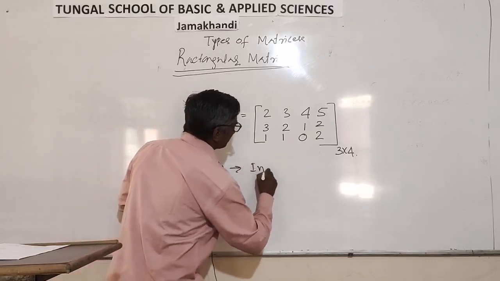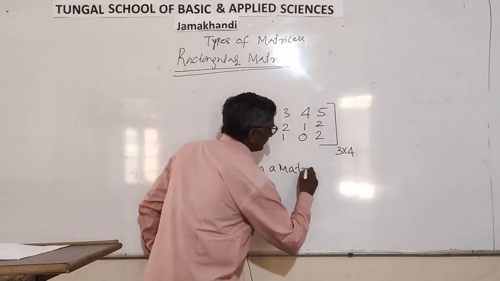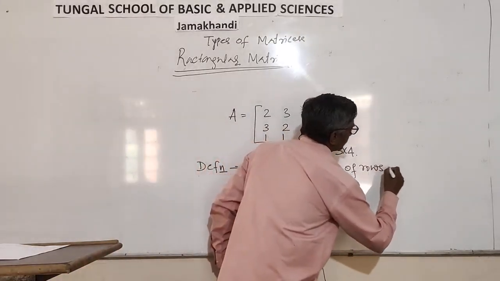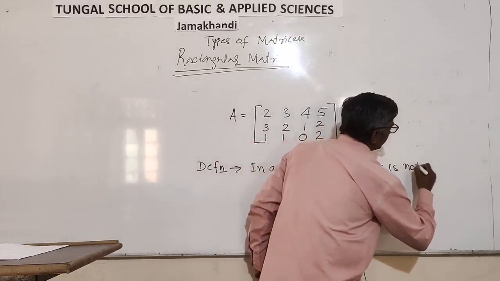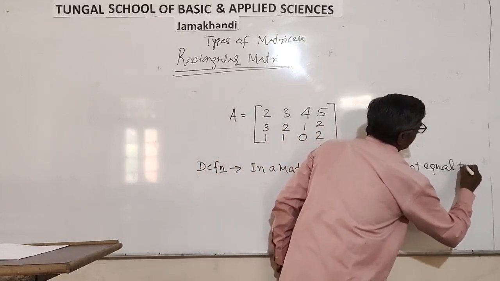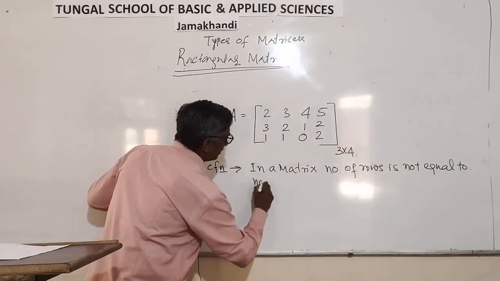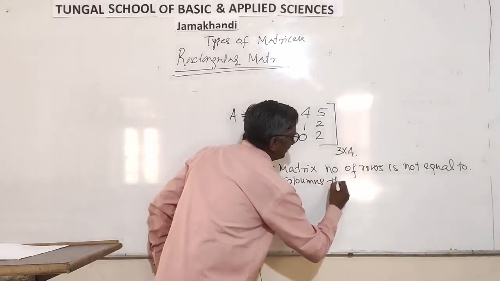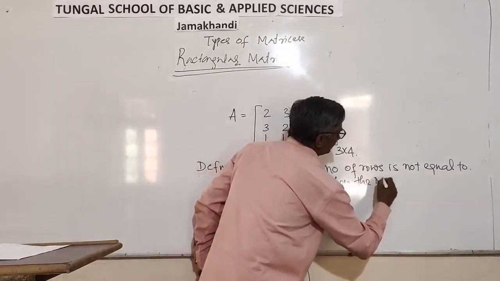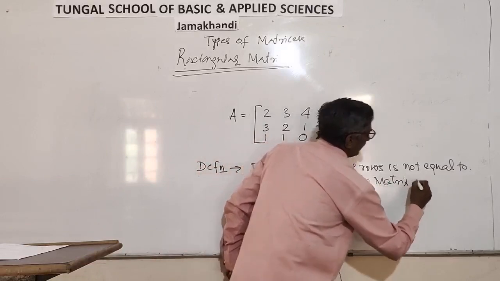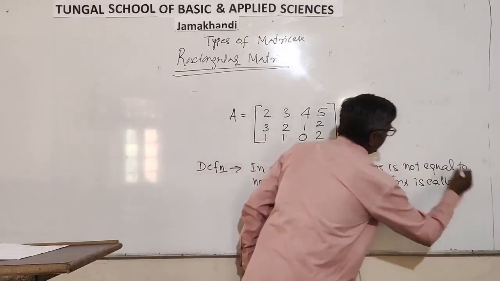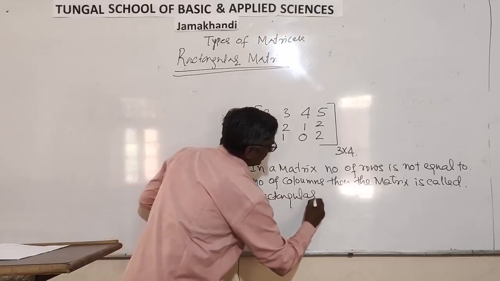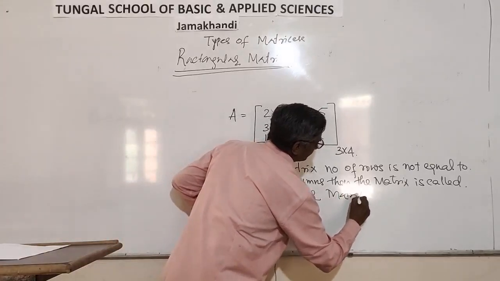In a matrix, if the number of rows is not equal to the number of columns, then the matrix is called what? Rectangular matrix.